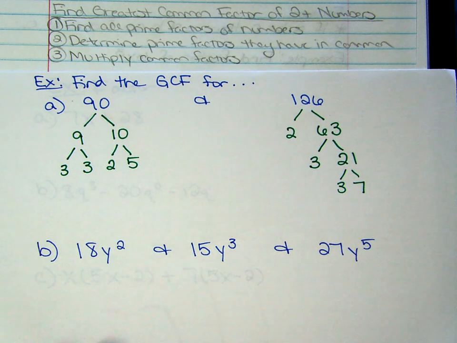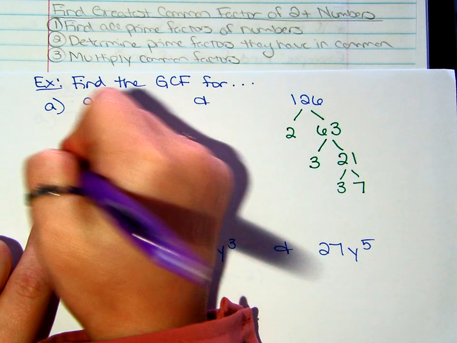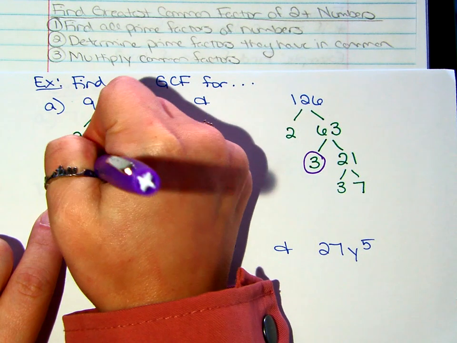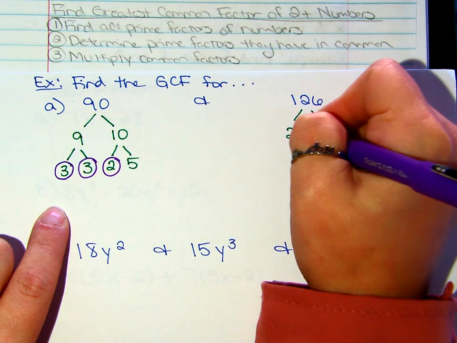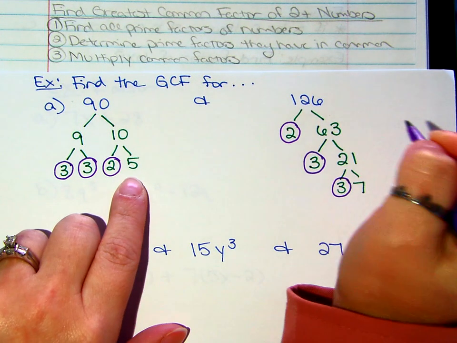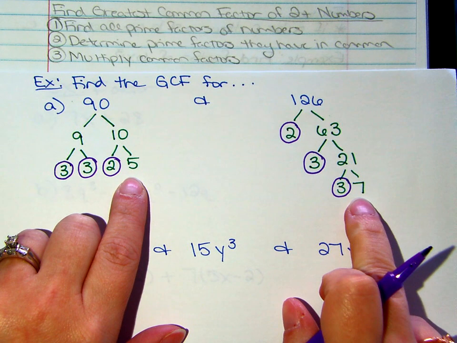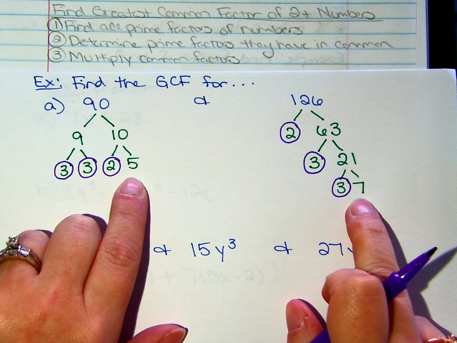And that's what we're looking for in our second step. What terms do they have in common? Well, this one has a 3. This one has a 3. This one also has another 3, and this one has another 3. This one has a 2. This one has a 2. But the only number remaining at the bottom of my tree for 90 is 5, whereas the last remaining number over here is 7. Those are not the same. So I'm not going to circle those. Those are not in common.